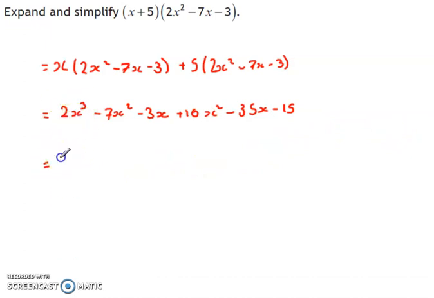Well, I've got one term with an x cubed, so I've got 2x cubed. If it helps, cross them out as you go so you get rid of them. I've then got minus 7x squared plus 10x squared. That ends up giving me plus 3x squared.